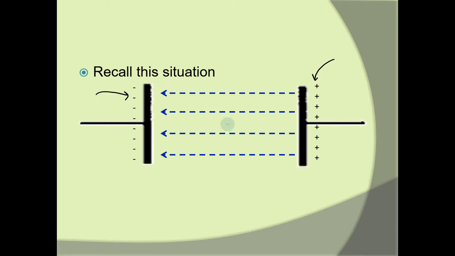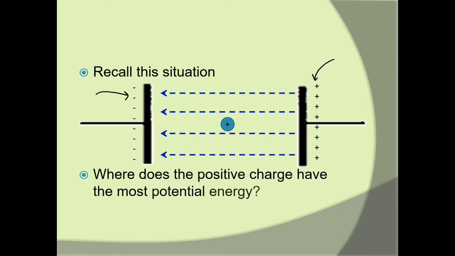Now, if we place a charge here, so let's say for argument's sake, we place a positive charge in the electric field, where would this positive charge have the most potential energy? Well, that would be around here. If we place the positive charge closest to the positive plate, the amount of repulsive force that it feels is going to be the greatest here.